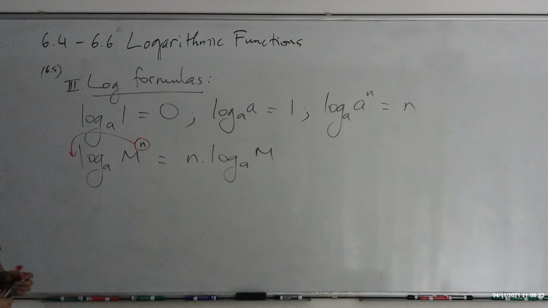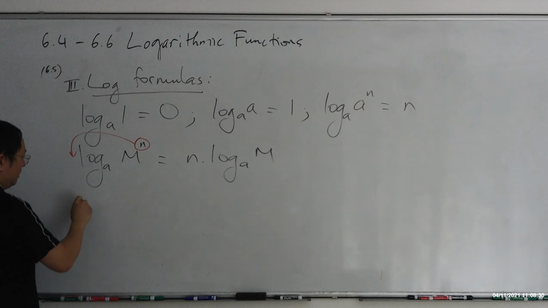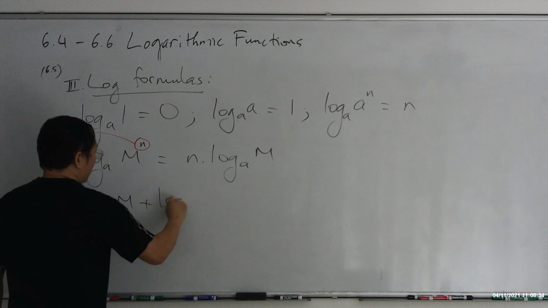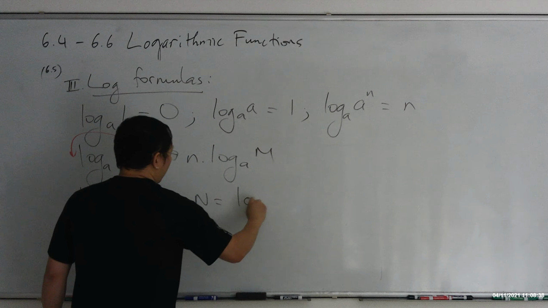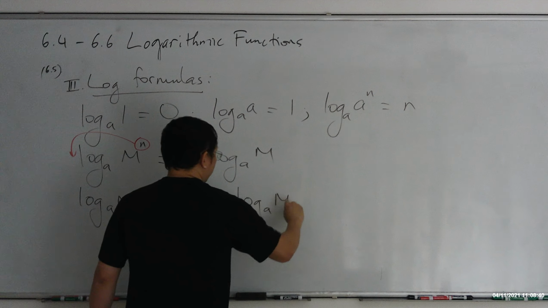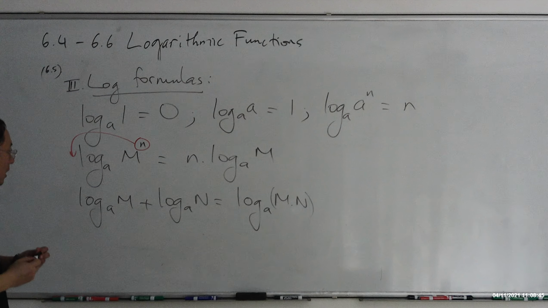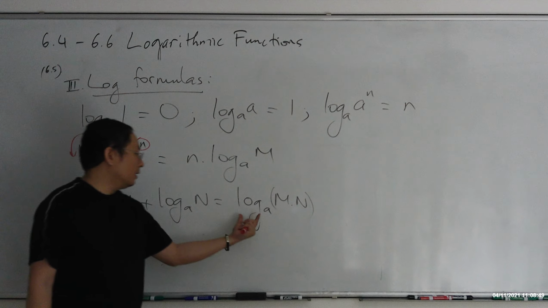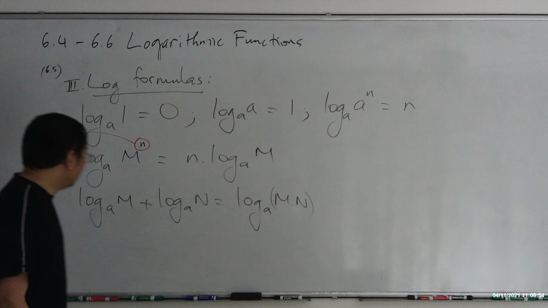More formulas. We have log base a of m plus log base a of n, which will be equal to log base a of m times n. So the sum of two logs with the same base is equal to the log with that base, and the number inside will be the product.